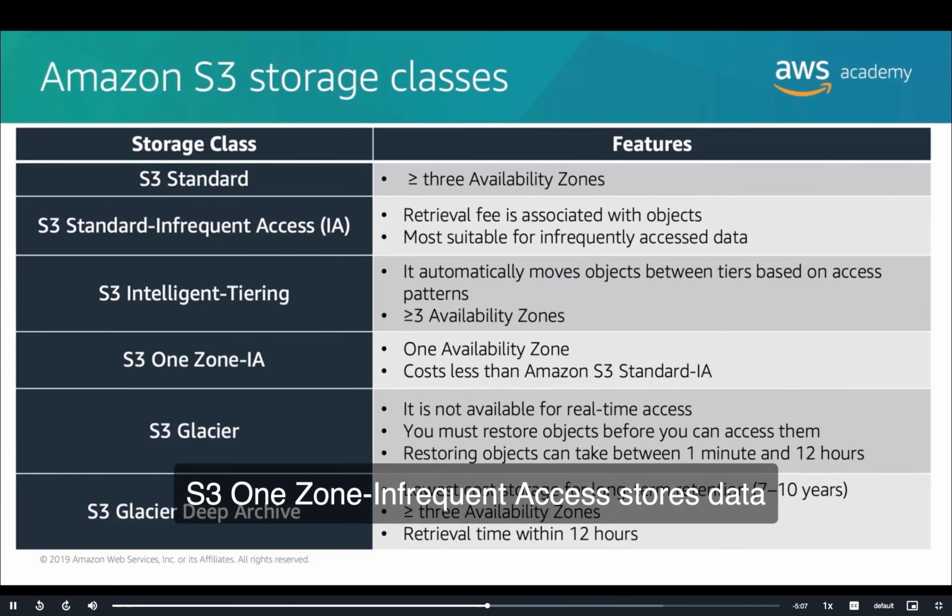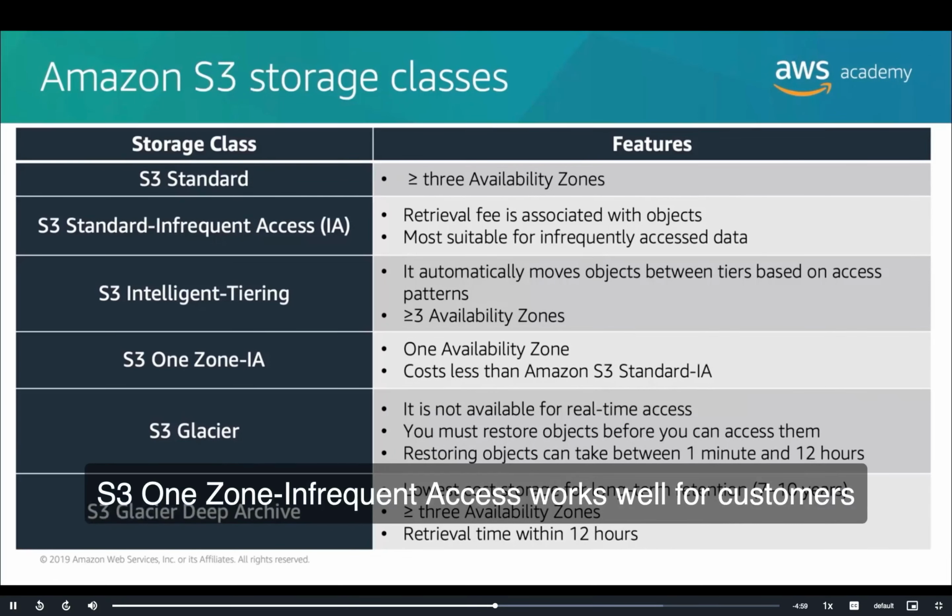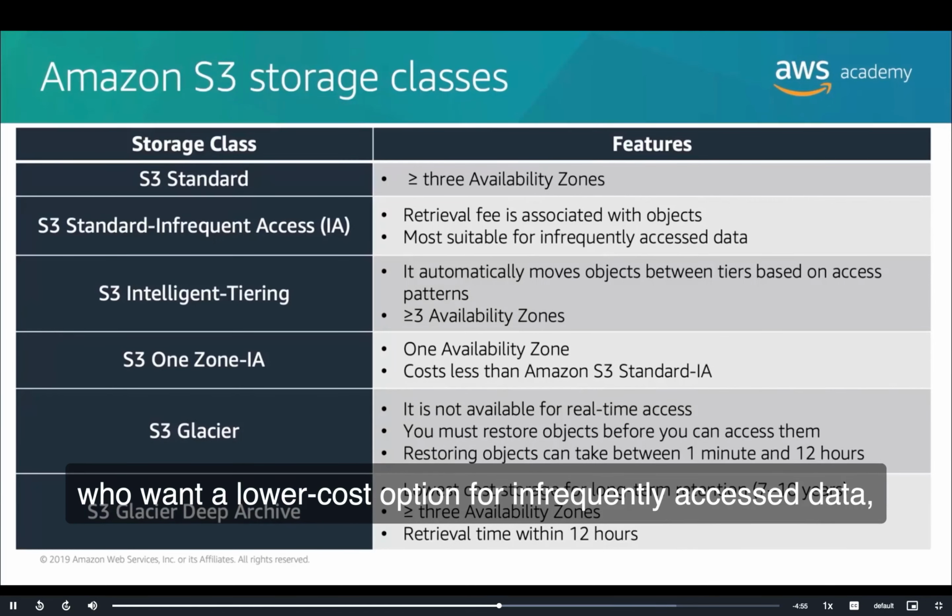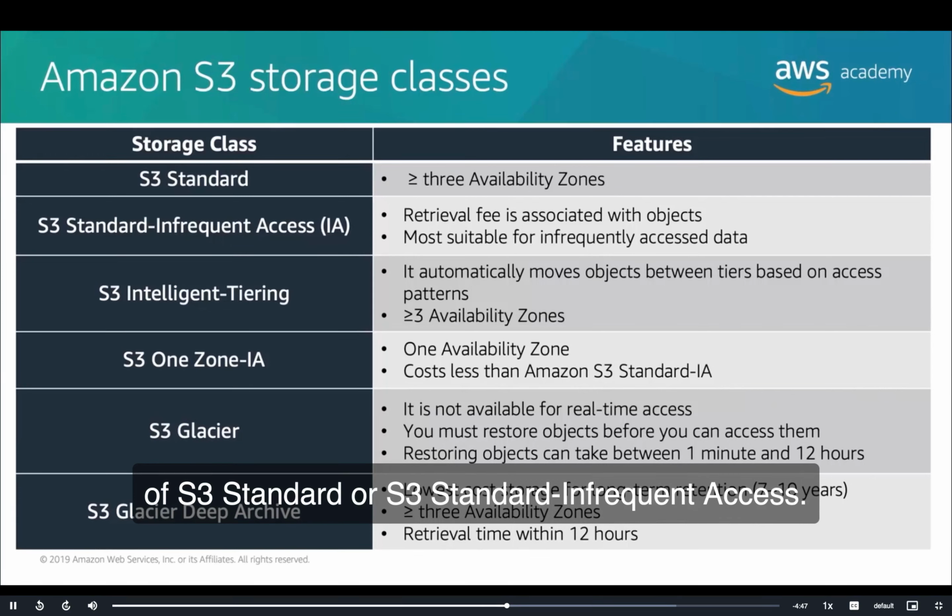S3 One Zone Infrequent Access stores data in a single Availability Zone and costs less than S3 Standard Infrequent Access. S3 One Zone Infrequent Access works well for customers who want a lower cost option for infrequently accessed data, but do not require the availability and resilience of S3 Standard or S3 Standard Infrequent Access.